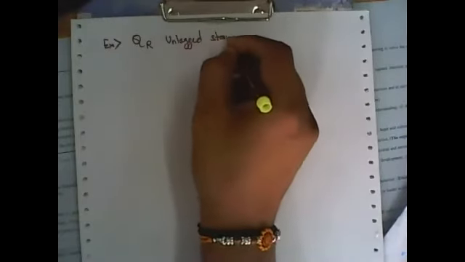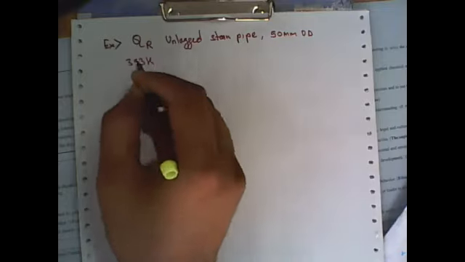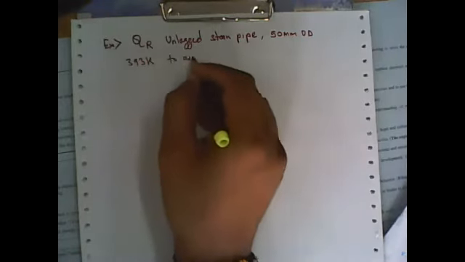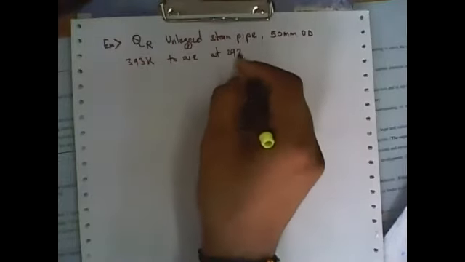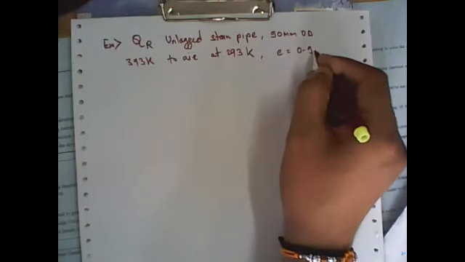Calculate the rate of heat transfer by radiation from an unlagged steam pipe (50 mm OD) at 393 Kelvin to air at 293 Kelvin. Emissivity is 0.9.